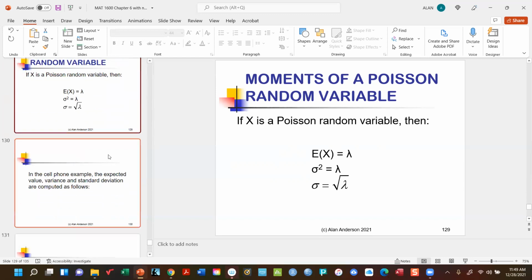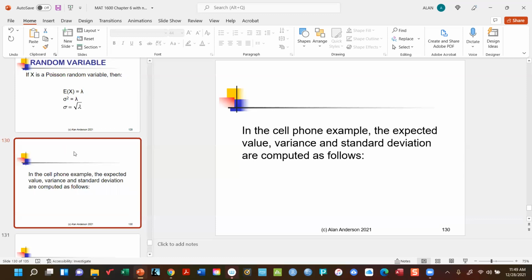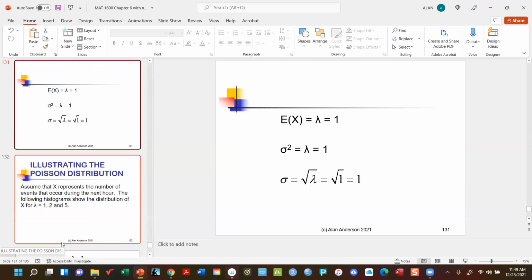Now, based on our cell phone example, remember we were told that lambda equals 1. So the moments are easy. Look how easy this is. And in fact, just by an interesting coincidence, they're all equal to 1. Okay, on average, we get 1 phone call an hour. The variance is 1, and the standard deviation is 1. You don't see this very often.